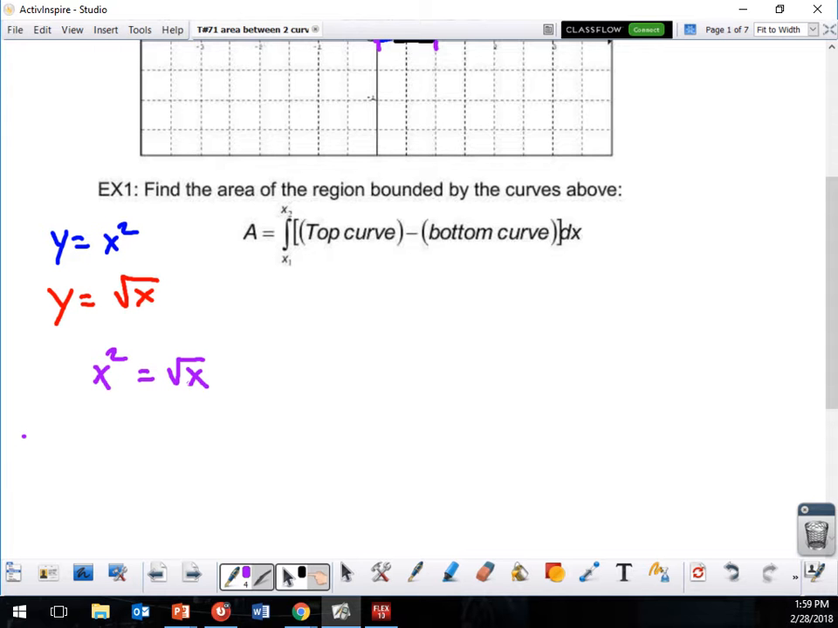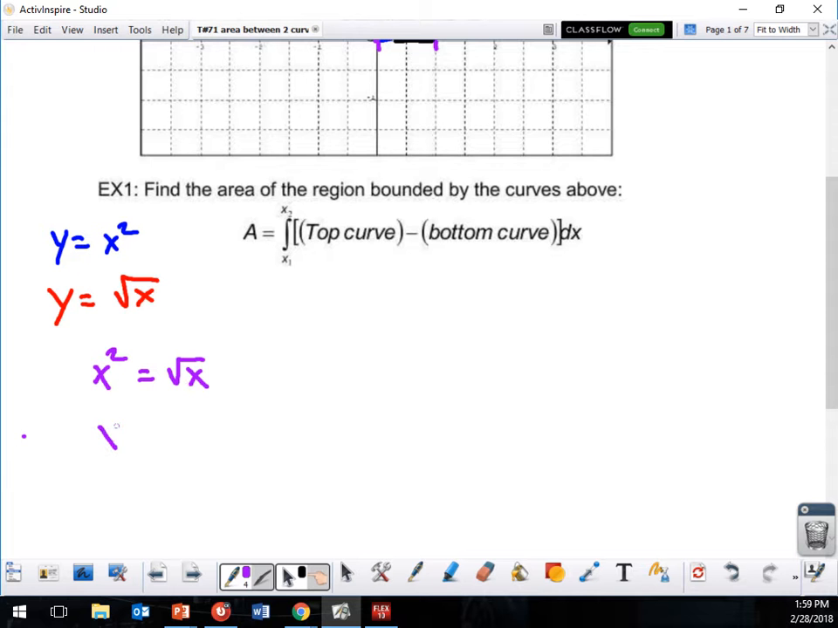Why do you say that? I don't like radicals. Rad x is x to the 1/2. You can multiply both of them by x to the 1/2, or I can square both sides. Yes, you can. So there's a couple different ways of doing this. If they're equal, I'm going to start with setting it equal to 0.